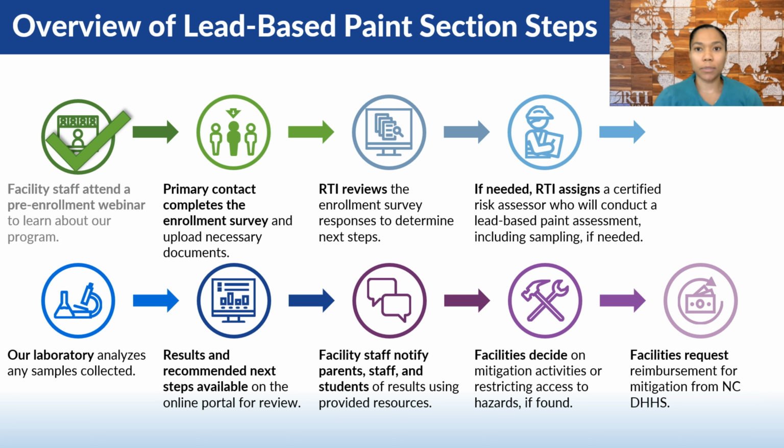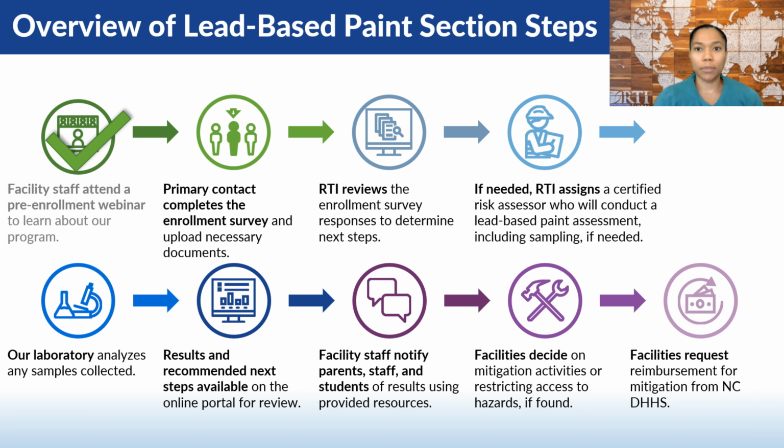The enrollment survey includes 7 different sections: welcome, building information, student demographics, lead-based paint questions, renovations, document upload, and finalize. All questions throughout the survey are required to be answered before you can submit your survey to our team for review. If any information is missing, you'll be directed to fix the issue prior to submitting.